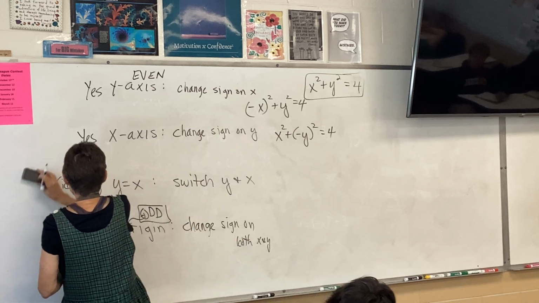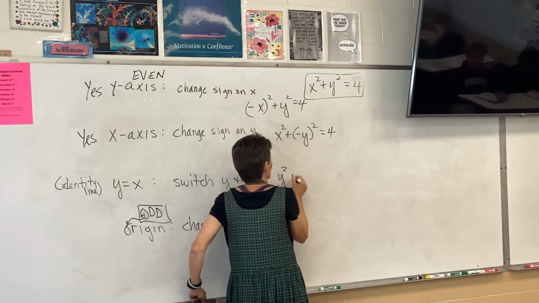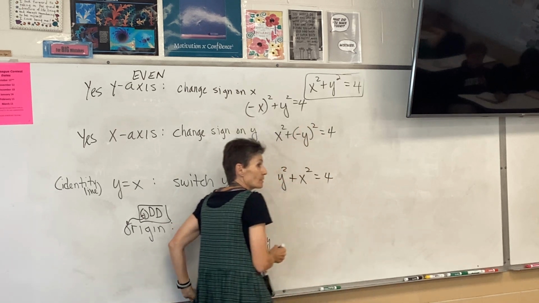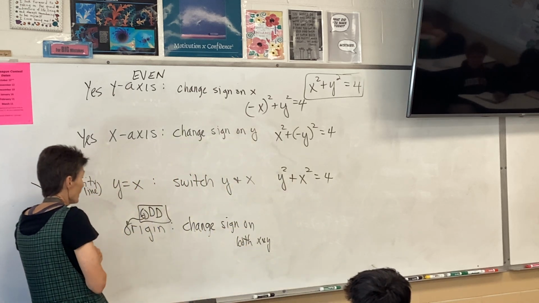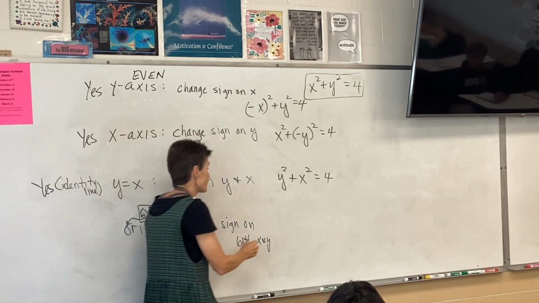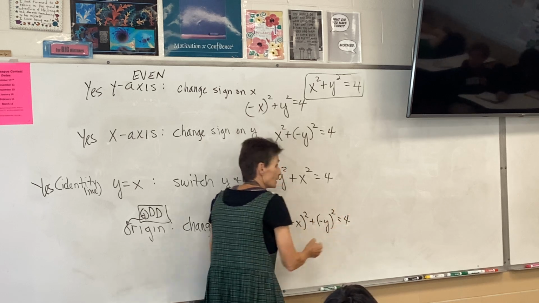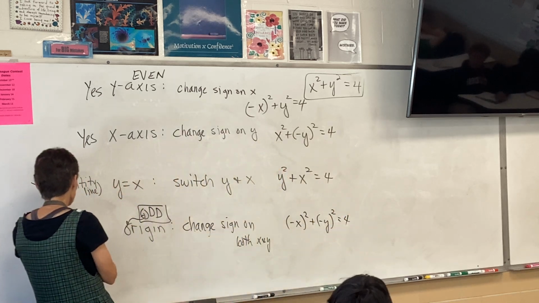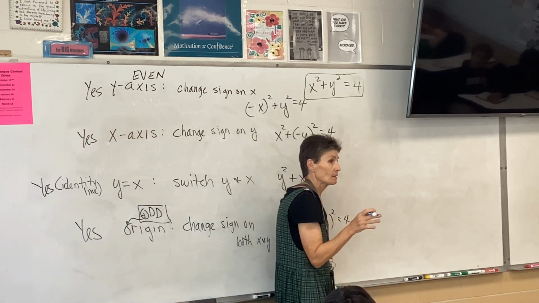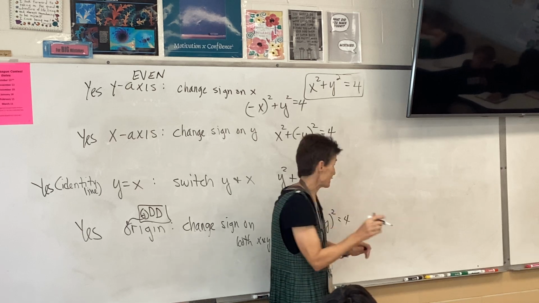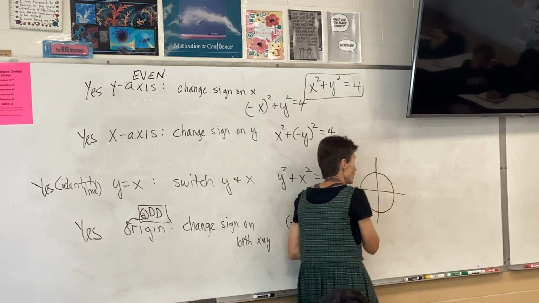All right, how about the identity? What if we switched y and x? Yeah? So that's a yes also. And how about if we change the sign on both of them? Is that the same? So this guy is crazy. He has all of the symmetries. But again, that makes sense because it's a circle centered at the origin.